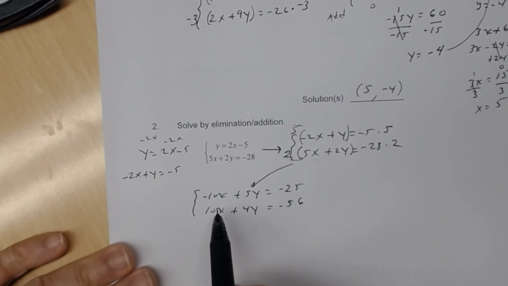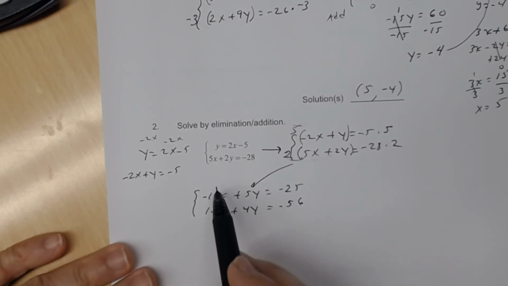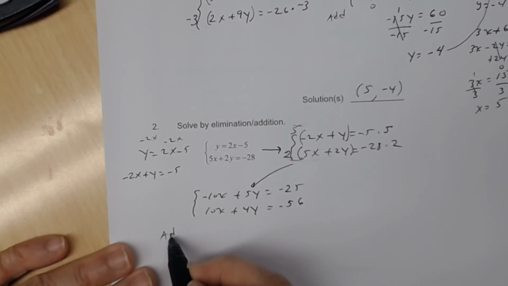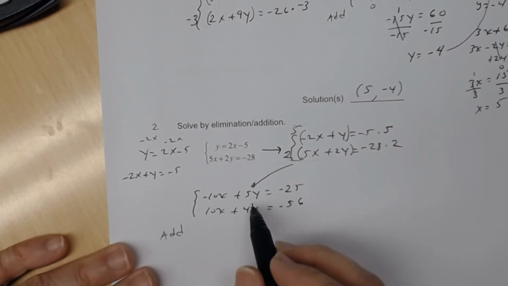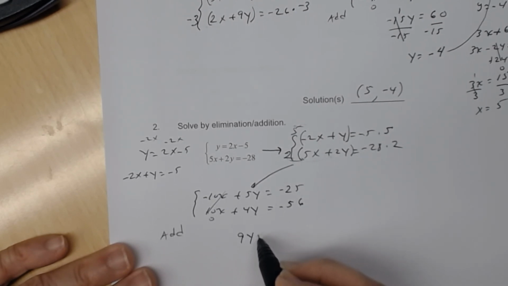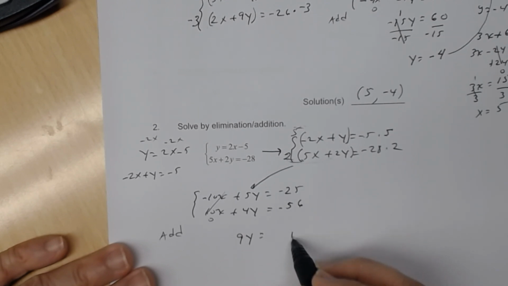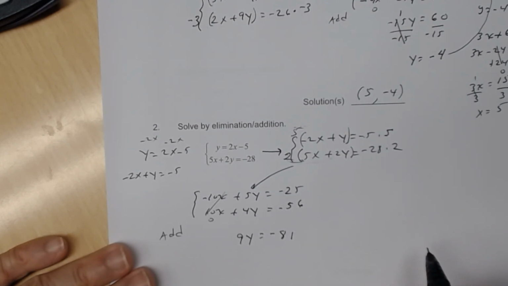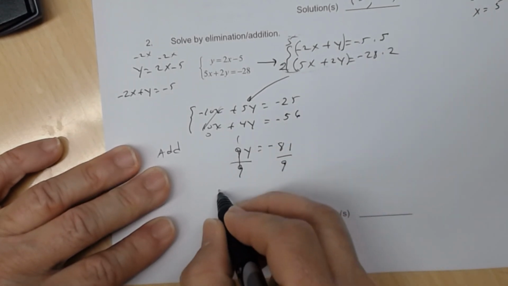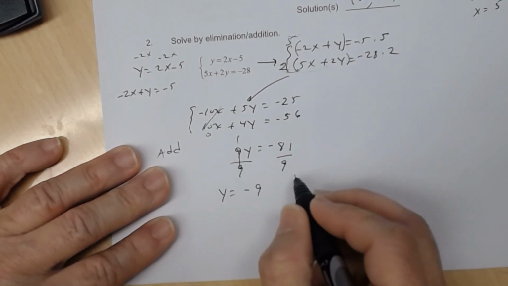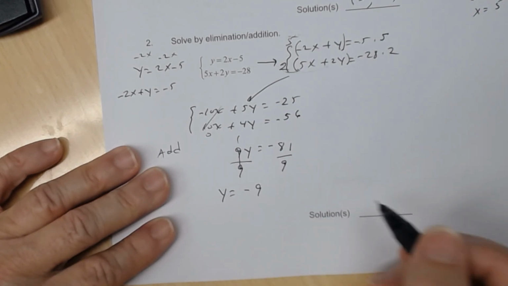Now, notice the coefficients of the variable x are opposites of each other, so therefore I can add these two equations and the variable x will be eliminated. So I get 5y, so this will be 0 right here. So I get 5y and 4y is 9y, equal, and then this would become a negative 81. A negative 25 and a positive 56 is a negative 81. Dividing both sides by 9, I get my y value to be a negative 9. A negative 81 divided by 9 is a negative 9.